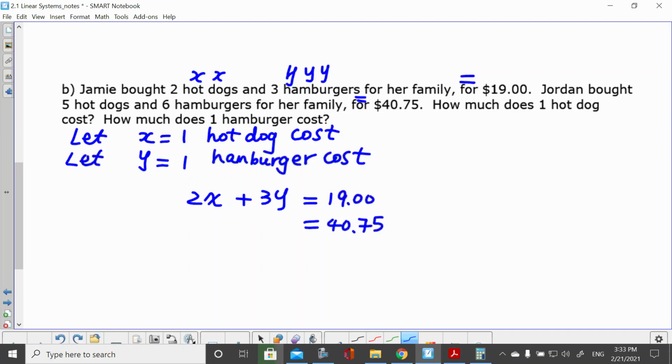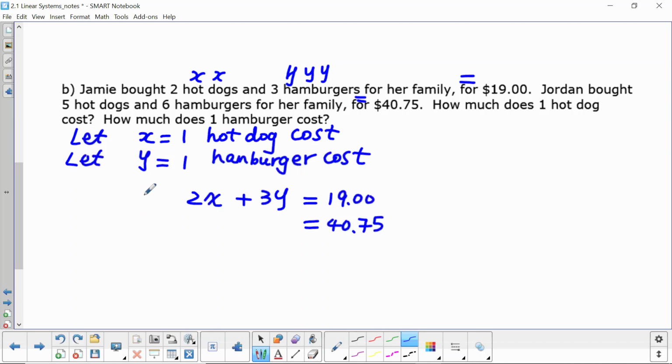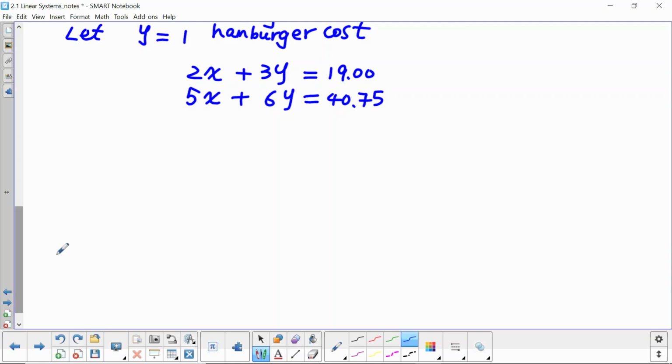Then I will pause the video and you write the second equation by yourself. Then after that, check whether your equation is right or not. So the second equation will be 5x plus 6y equals 40.75. Like I said, I'm not going to continue solving this equation. We are going to show you on the next page how to solve the equation, then we come back.